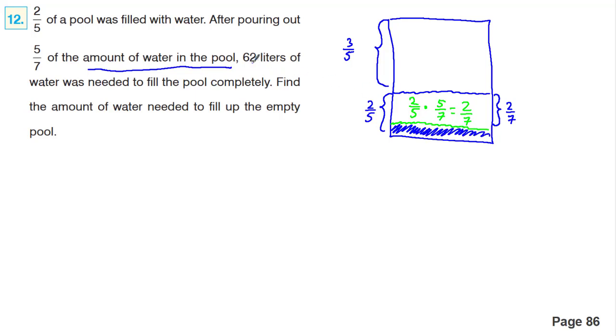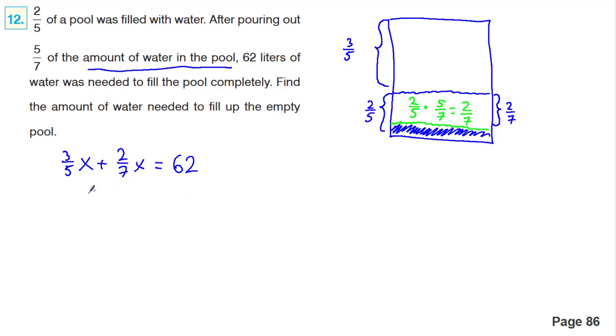All right, now it says 62 liters of water was needed to fill the pool completely. So if you want to fill this empty space here, there are 62 liters. All right, so let's say x is the total amount of water in this pool. 3/5 x, which is this empty part here, plus 2/7 x, which corresponds to this part that was filled but we emptied. This should be filled with 62 liters of water.